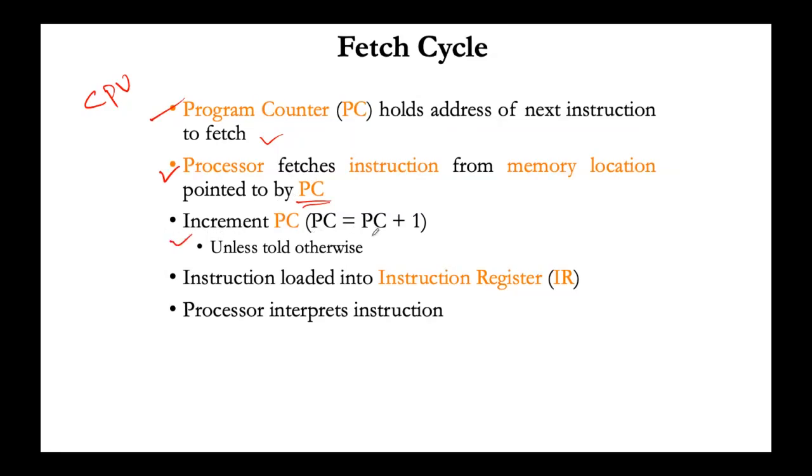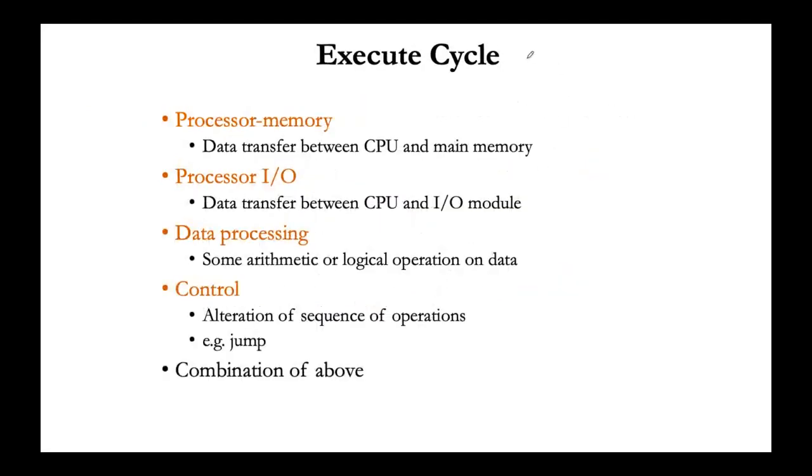So that is PC equals PC plus 1, unless told otherwise, because if it is a loop, then the same address will be continued. If it is not, then the next instruction will be fetched, and the instructions will be loaded into the instruction register, and then the processor interprets the instruction and performs accordingly. The execution starts. So in the execution cycle, what is there?